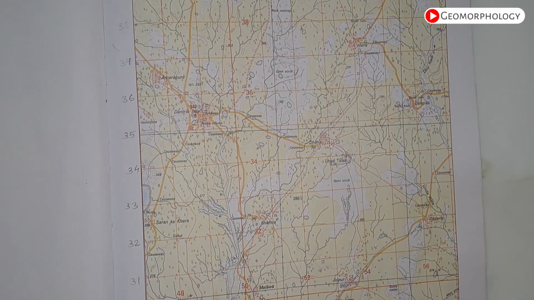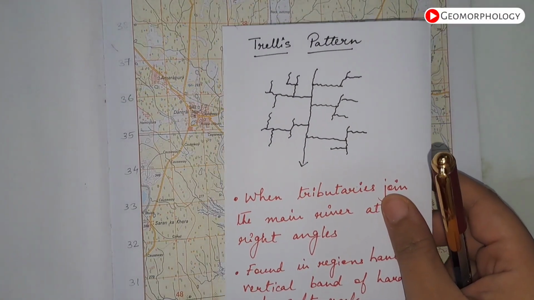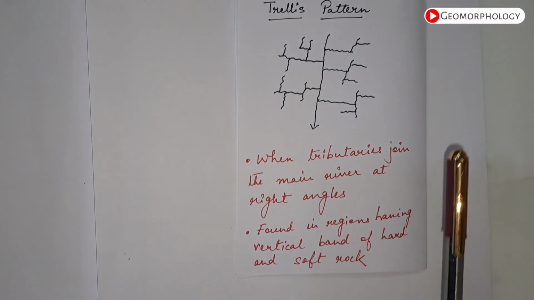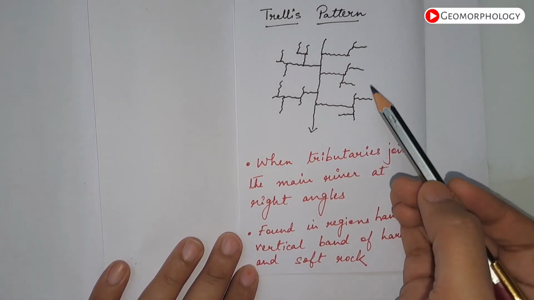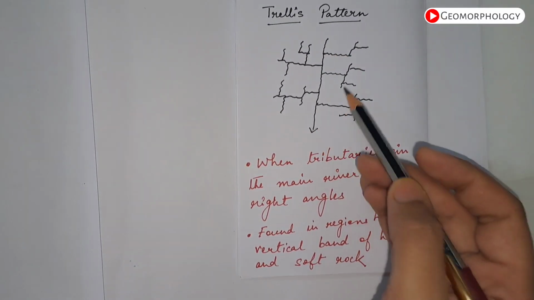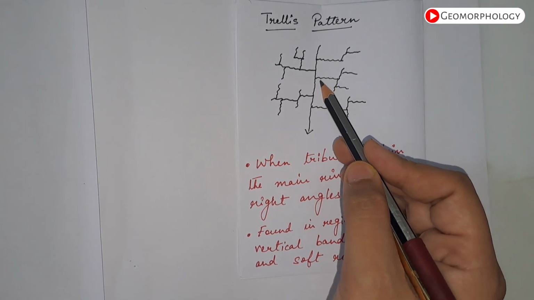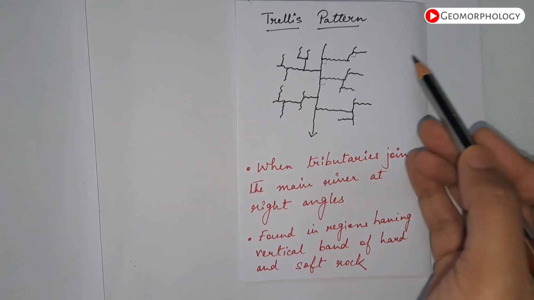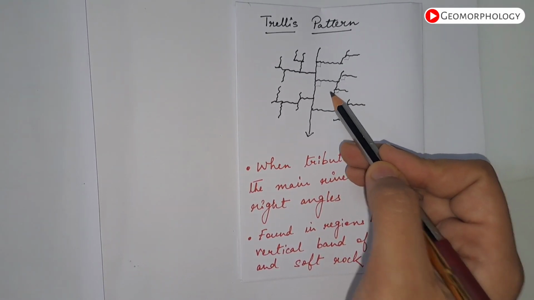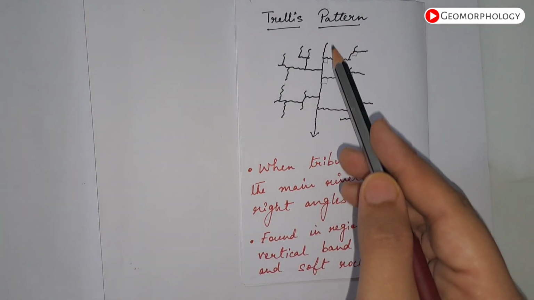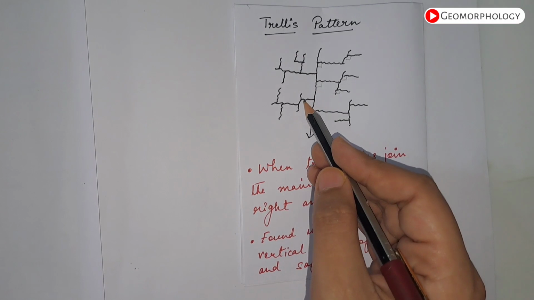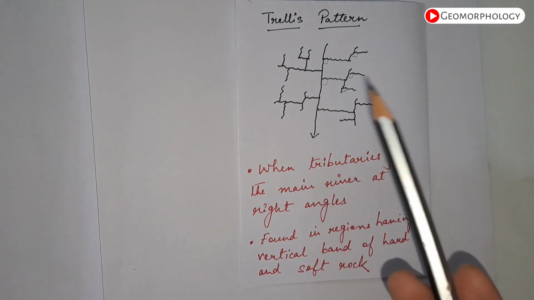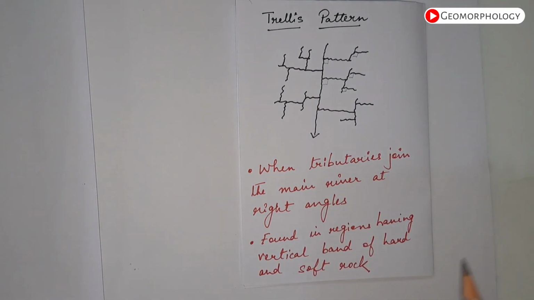The next pattern which we have is the trellis. Now in the trellis drainage pattern, the tributaries are joining the main river at right angles. So this is the main river. The tributary is joining the main river at right angle. They are forming a 90-degree angle. Even the smaller tributaries joining the larger tributaries are all forming right angles with each other. So this type of pattern is called the trellis drainage pattern.